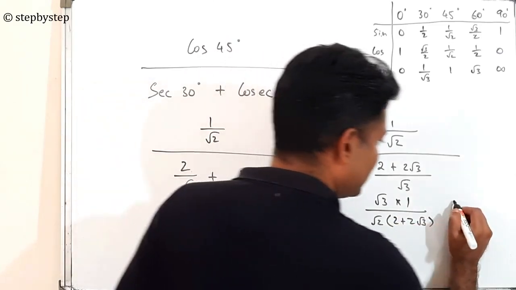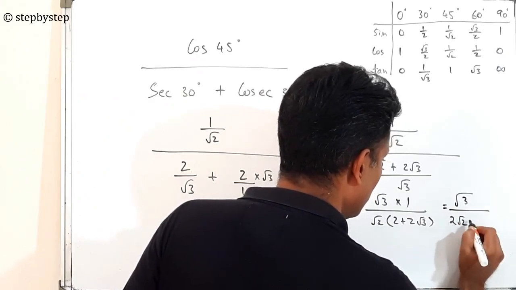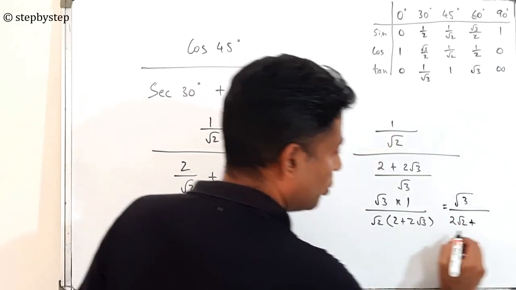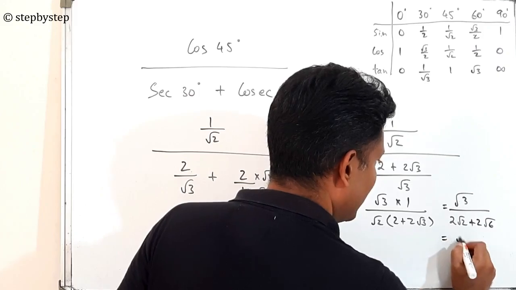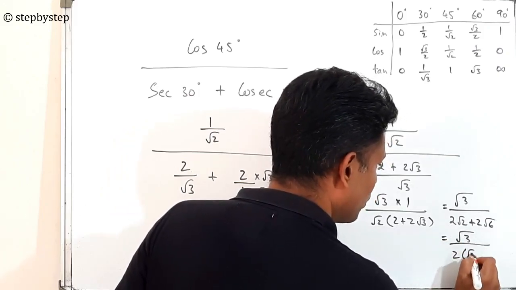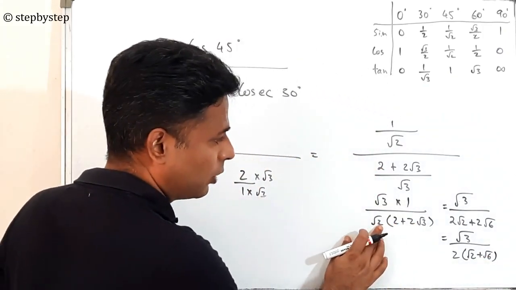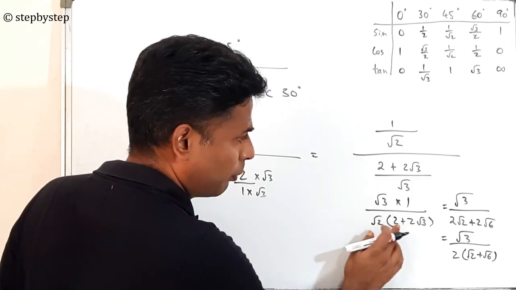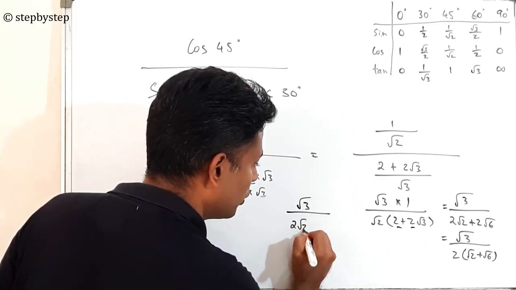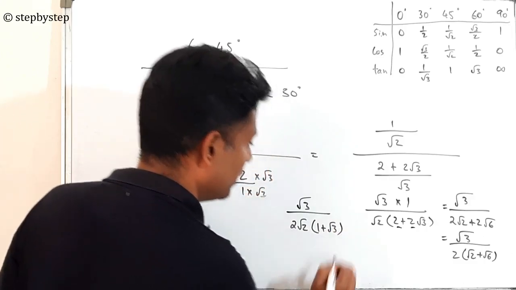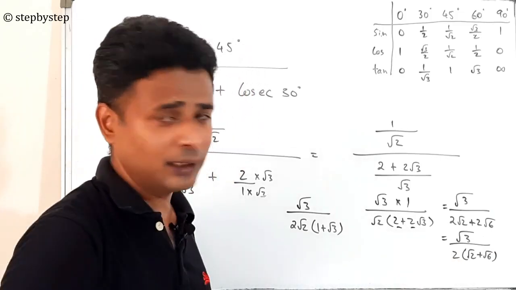Now root 3 into 1 is root 3 by root 2 into 2, 2 root 2 plus root 2 into 2 root 3 will become 2 root 6. Now I can take 2 common here. So what do I get? Root 3 by 2 into root 2 plus root 6. Or another thing I could have done was I could have kept root 2 outside, and here 2 is common. So I could have also written this as root 3 by 2 root 2 into 1 plus root 3. Right? But guys, now will this be the final answer?